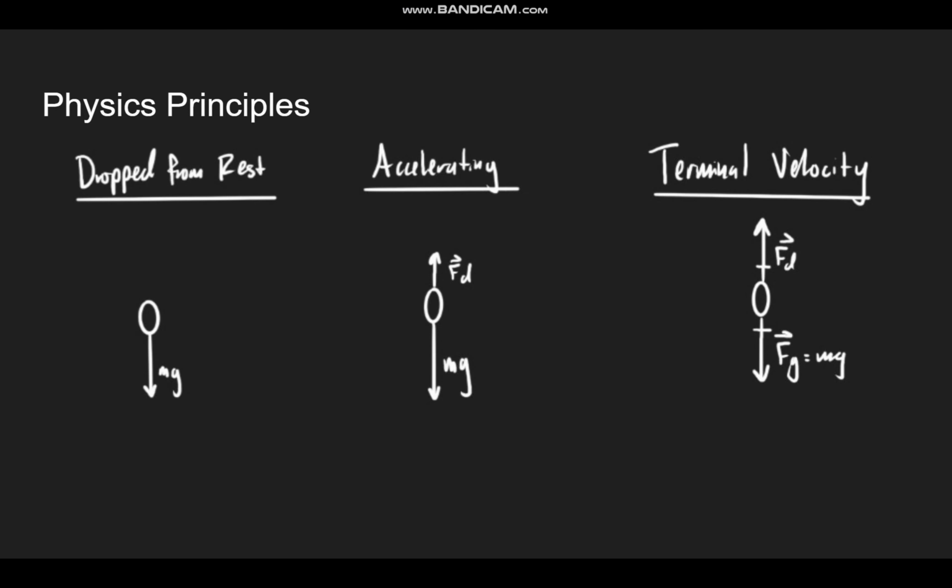Our next physics principle is a demonstration of the effect of drag. First, we can see our drag when dropped from rest. This is before the object has begun moving and begun facing any air resistance, as the only vector is the gravity vector in the downward direction. Next is when the object is accelerating towards its terminal velocity, with the gravity vector being larger than the vector due to the force of drag. And the last model is when the object is at terminal velocity, with balanced force of drag and force of gravity.